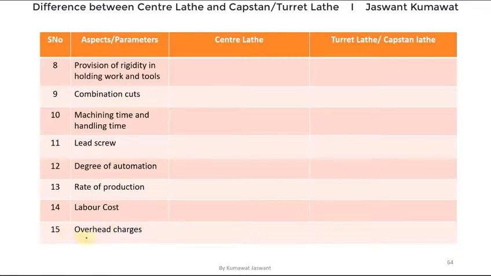Last difference is based on overhead charges. The overhead charges in case of center lathe are comparatively lower, and in case of turret lathe, the overhead charges are higher than the center lathe because of higher investment, more consumption of power, and high maintenance cost. In this way, we can differentiate the center lathe and capstan lathe or turret lathe based on their constructional features, their operational features, their uses, and many other factors.